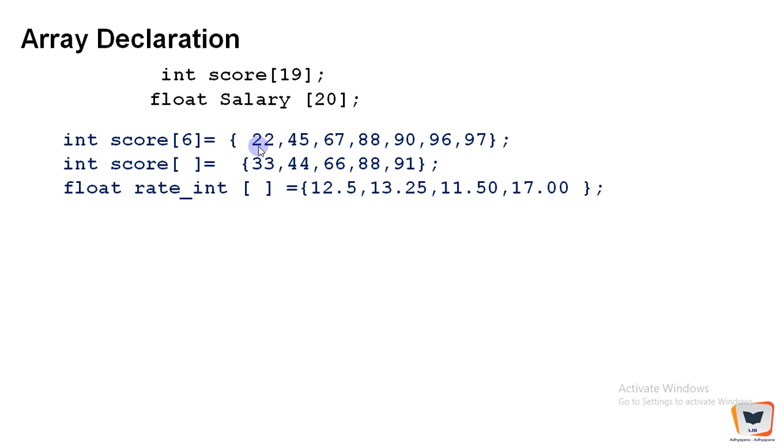And these are other ways of declaring as well as initializing the array. int score[6] = {1, 2, 3, 4, 5, 6}. If more values are given, it will take only up to the sixth, and the seventh will simply be omitted. int score[] with nothing mentioned over here: the compiler will assume that there are 6 elements, and it is initialized. float rate_of_interest[] = {12.5, 13.25,...}, and there are 4 elements.